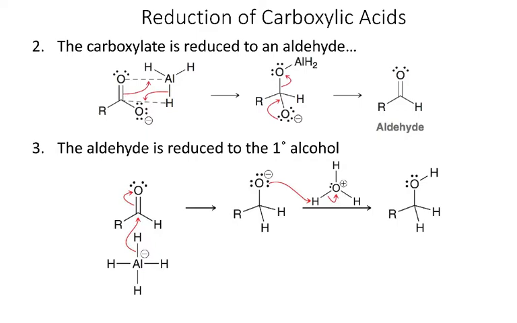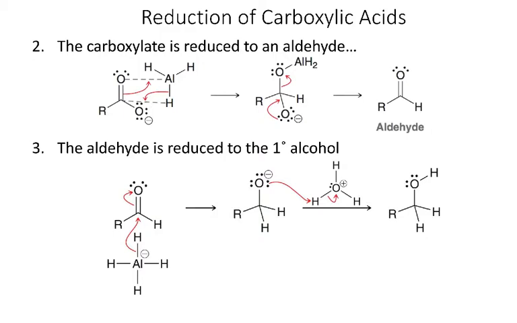Now, the final step to convert the aldehyde into a primary alcohol should be familiar because this is a nucleophilic addition reaction that we studied last chapter. In this case, the nucleophile is a hydride ion, and so the hydride ion attacks the alpha carbon, and then the pi bond becomes a lone pair on the oxygen, and then we have an acid group serving as a proton source to give us the primary alcohol.